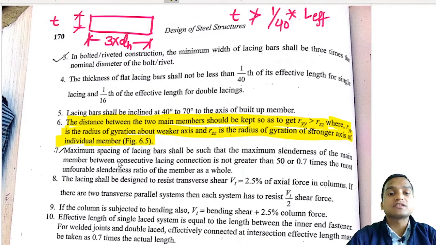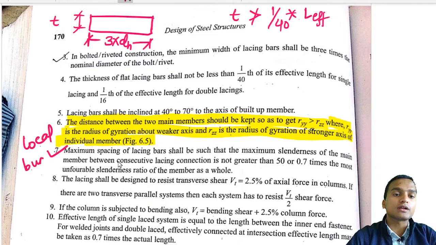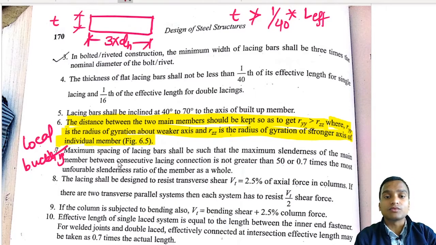Maximum spacing of lacing bars shall be such that the slenderness of the main member between consecutive lacing connections is not greater than 50 or 0.7 times the most unfavorable slenderness ratio of the member as a whole. So try to understand this point. This point is about local buckling, and in local buckling we talk of a local failure only.